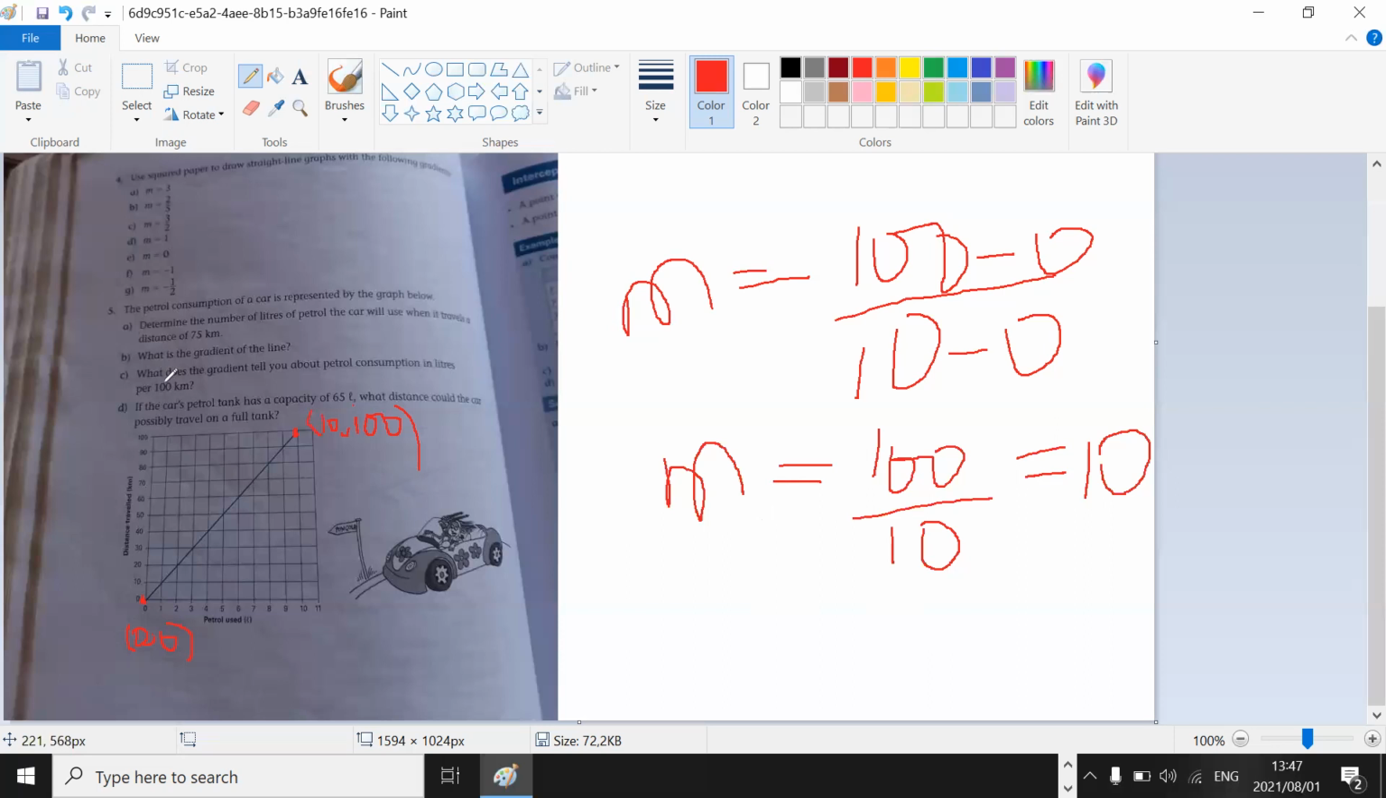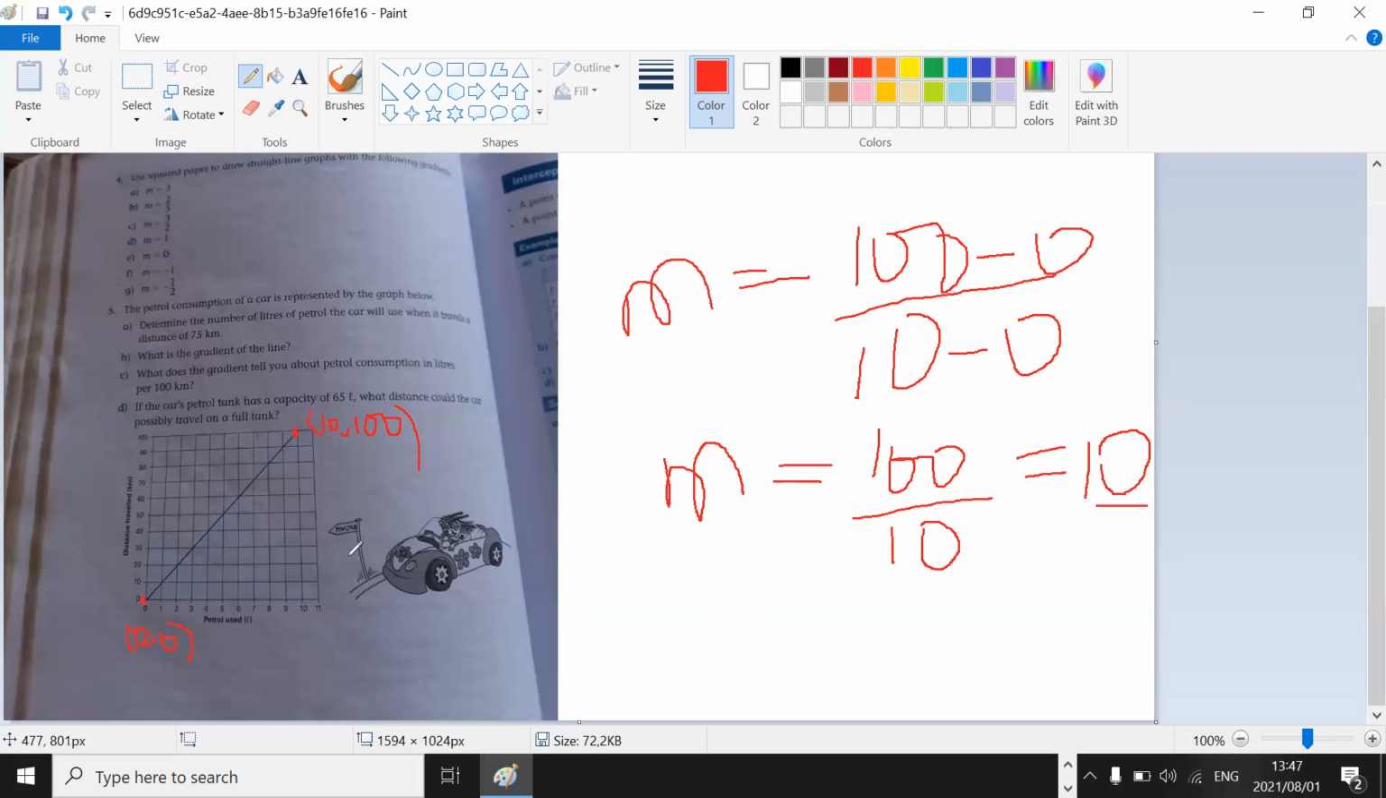It says, what does the gradient tell you about petrol consumption in liters per 100 kilometers? Unfortunately, they are asking you about what I was telling you on question B: that this gradient of 10 means a lot, and they want us to answer what it tells us. What does this 10 tell us on this gradient?